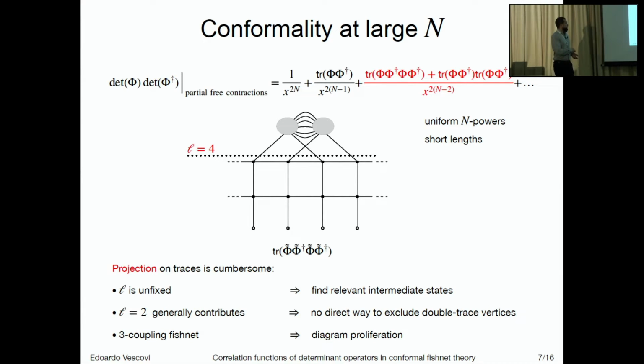And a problem related to that is that, since L is running, you may also have L equal to 2 over here, so this term over here. And this will imply that on general grounds, you don't really have a direct way to exclude from the get-go the appearance of double-traced vertices. I stress, these are the good double-traced vertices.